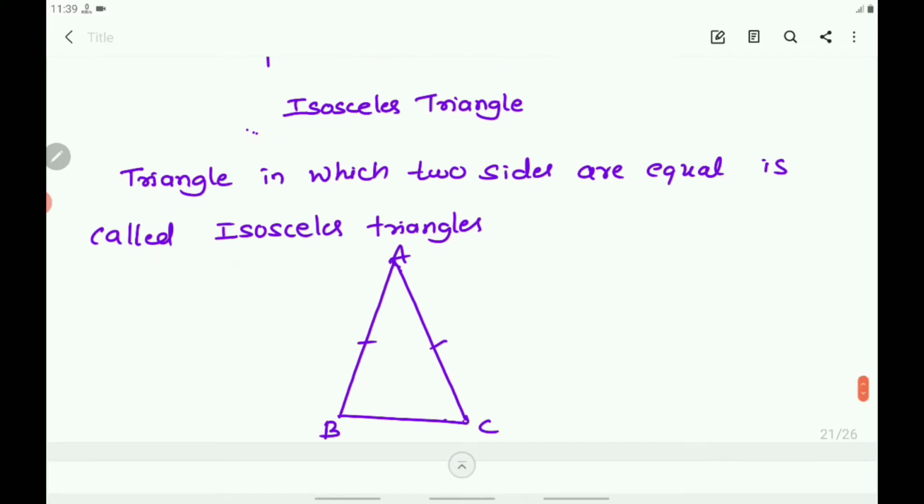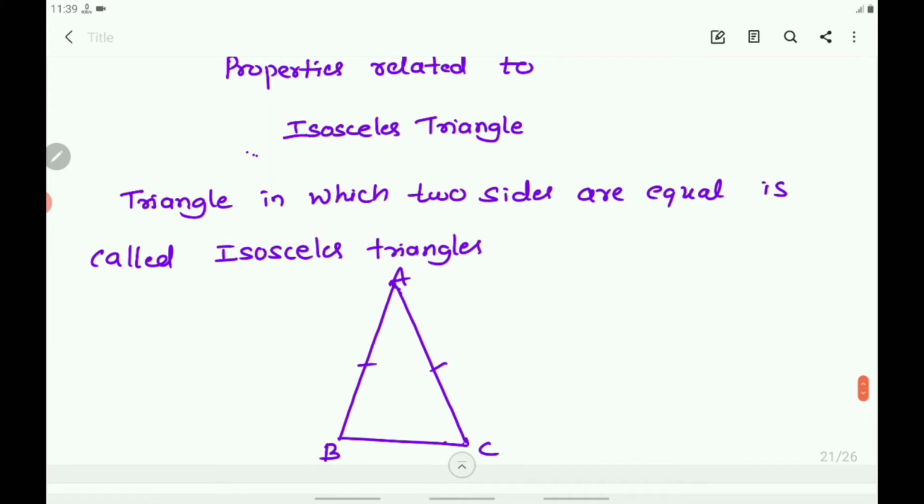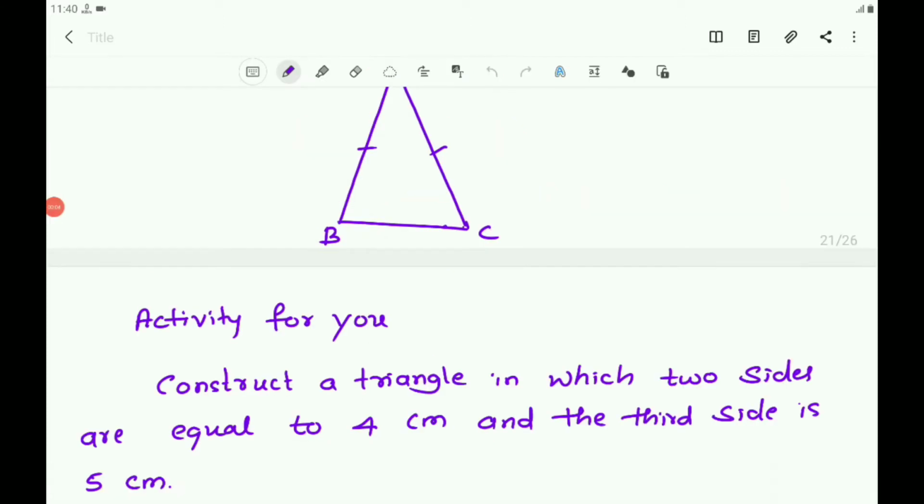Consider the triangle ABC. This is an isosceles triangle. Why? In this triangle, the sides AB and AC are equal. As two sides are equal, it is an isosceles triangle. Now you do an activity to learn its property. Construct a triangle in which two sides are equal to 4 cm and the third side is 5 cm.